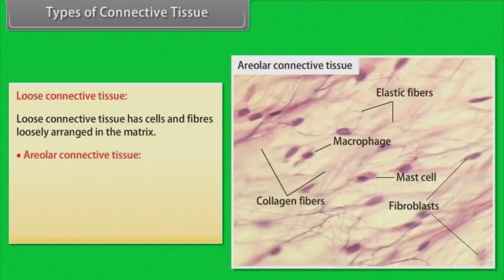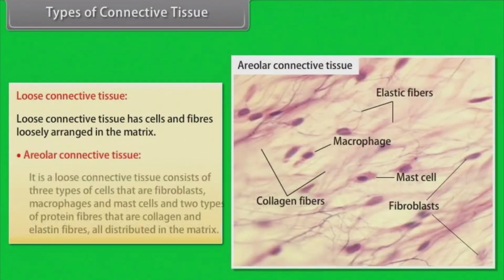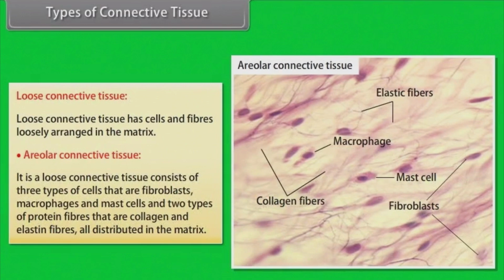Areolar connective tissue. It consists of three types of cells, that are fibroblasts, macrophages, and mast cells, and two types of protein fibers, that are collagen and elastin fibers, all distributed in the matrix.